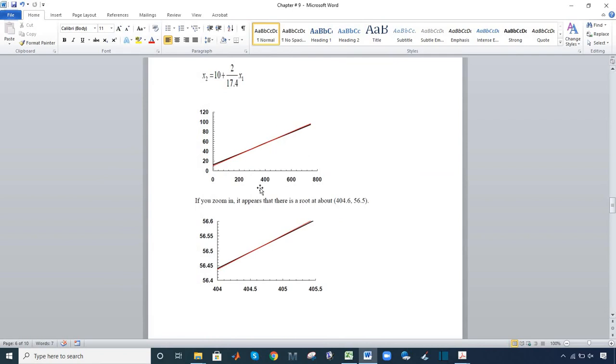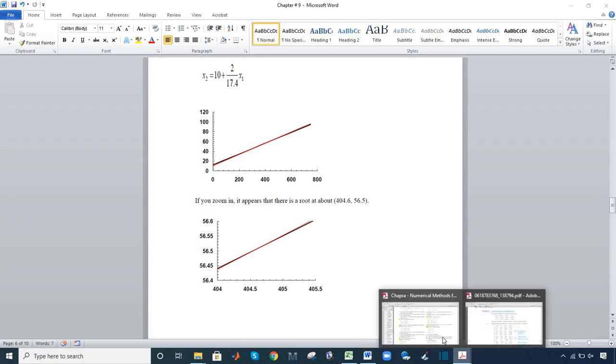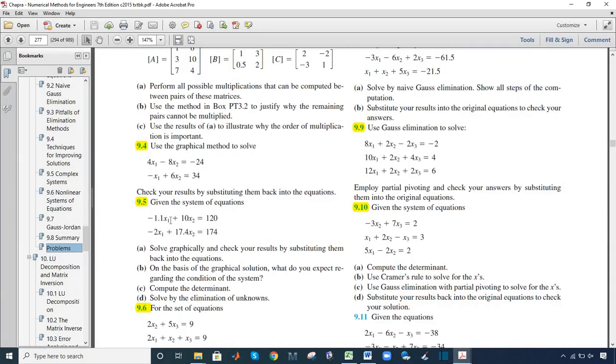You have to zoom this graph, then you will observe that x1 is equal to 404.6 and x2 is equal to 56.5. When you put these values into these equations, you will get the answer 120 and 174. Otherwise your solution is not accurate. If these two equations are satisfied by putting the values, it means your solution is correct, otherwise not correct.